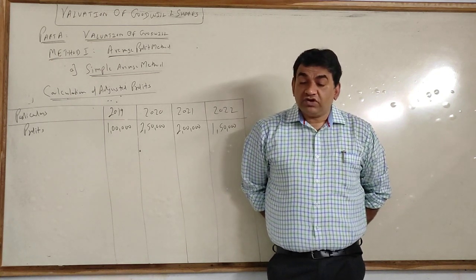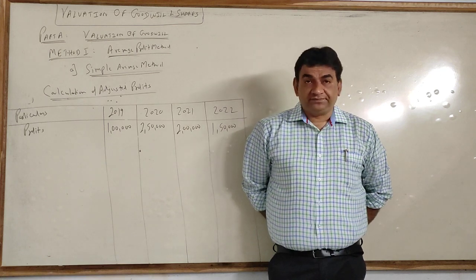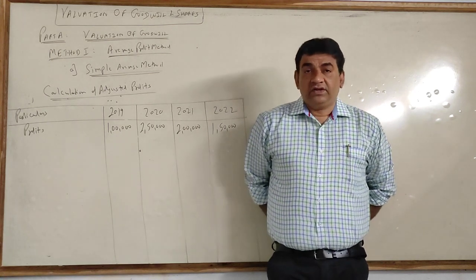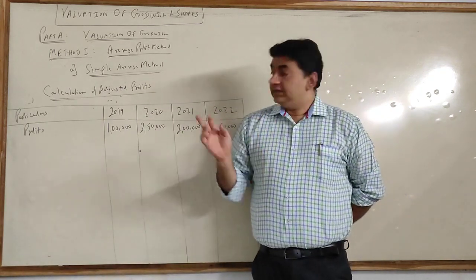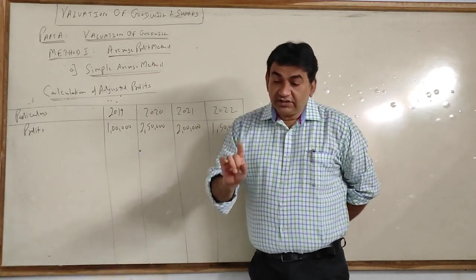Your loss due to fire is 20,000. Now see, loss by fire, you will debit to P&L. Now see here, it is for which year? 2019.